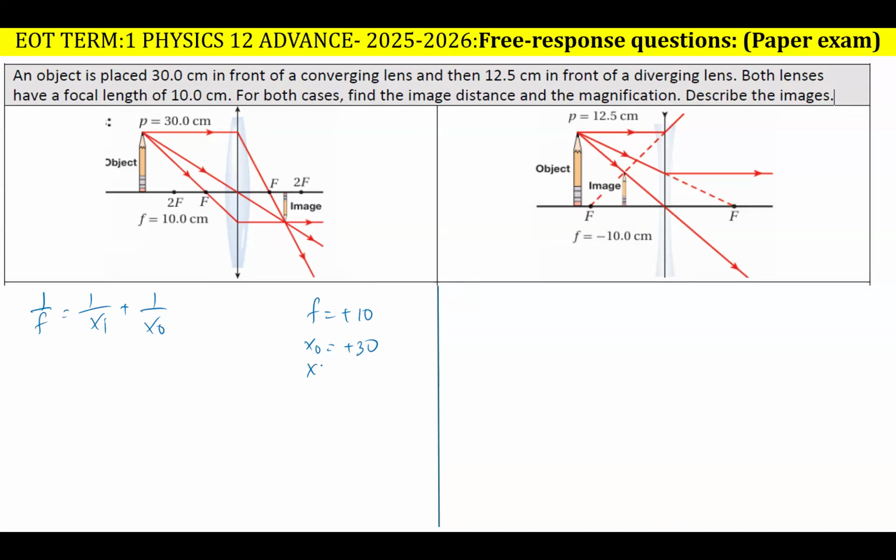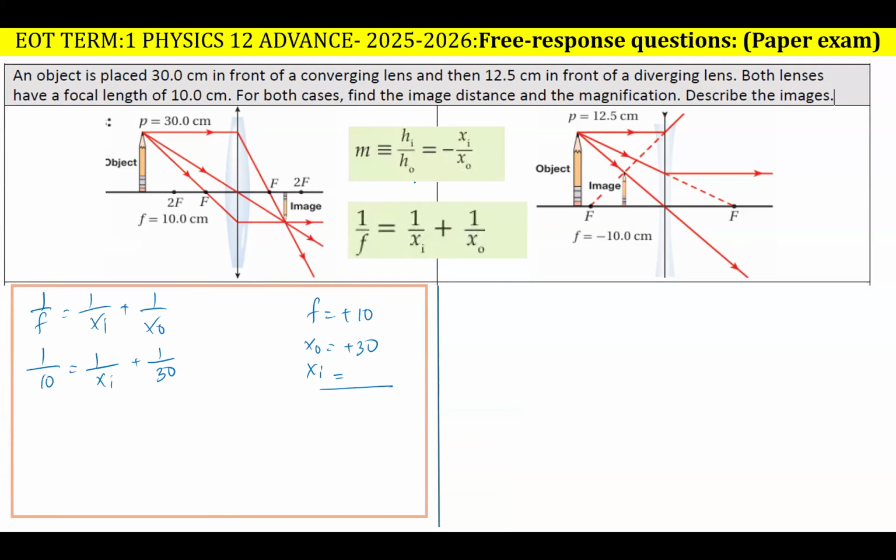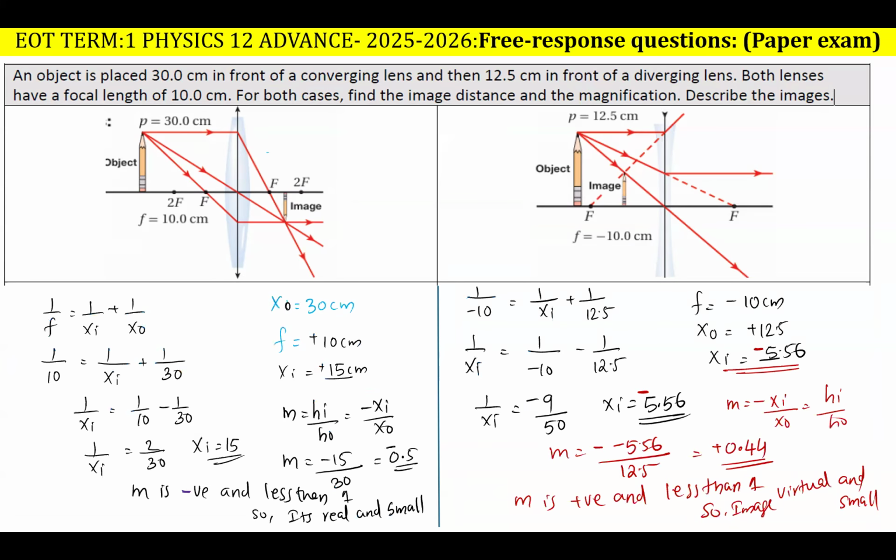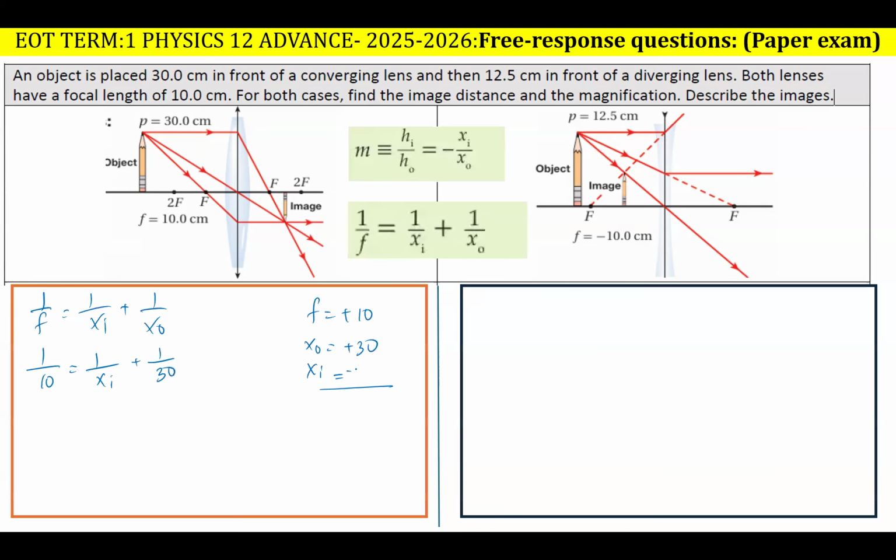We need to first of all find xi. So 1 by 10 equals 1 by xi plus 1 by 30. From this, you will get the value of xi. So we get xi as plus 15. Once we get xi is equal to plus 15, then the magnification m is equal to hi by ho, which is equal to minus xi by xo.